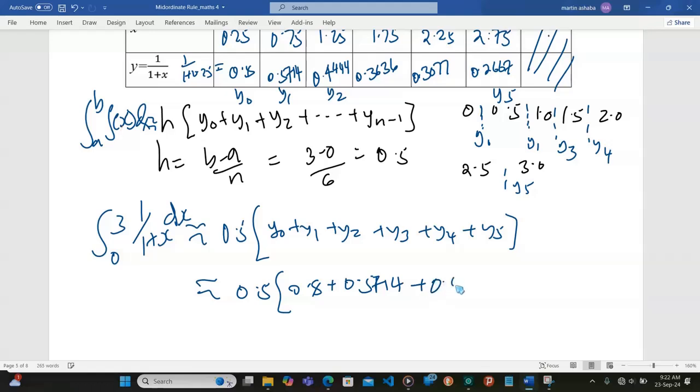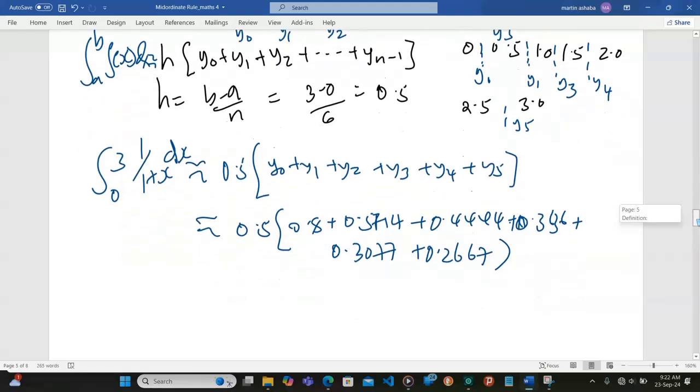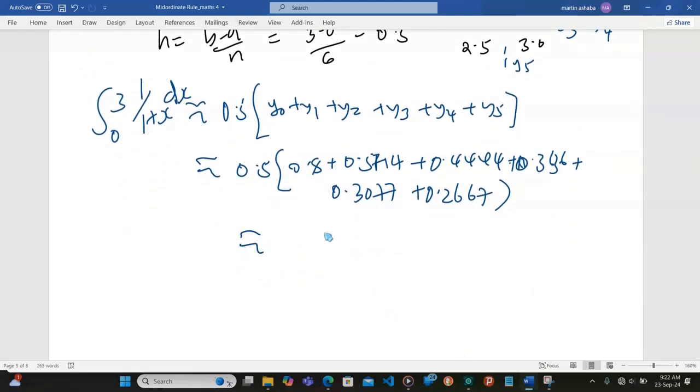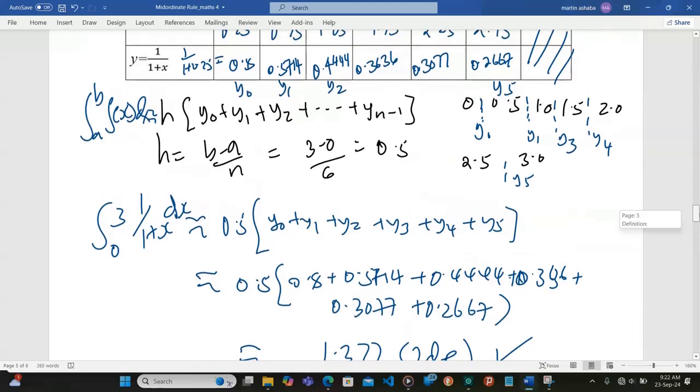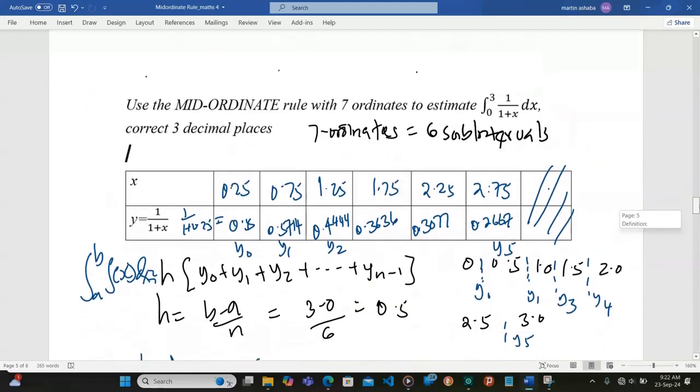0.5714 plus 0.4444 plus 0.3636 plus 0.3077 plus 0.2667. And this is approximately equal to 1.377, to 3 decimal places, which is the required degree of accuracy. So this is the approximate integral of 1 over 1 plus x, limits 0 to 3, with respect to x. Thank you.